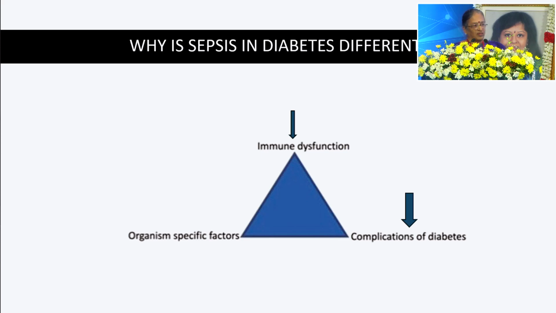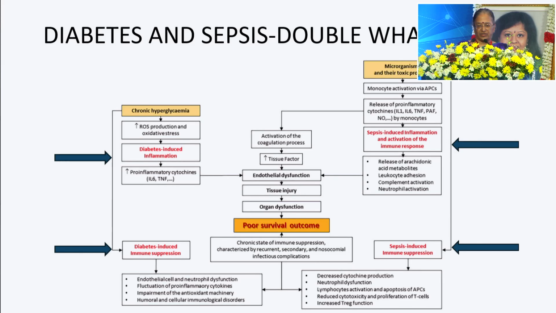I think Dr. Bhavatharini has made my life easy by explaining the immune dysfunction and the complications of diabetes, making treatment harder in diabetic patients. Now it's a double whammy. There is diabetes, there is sepsis. In both you have inflammation and immune suppression. Remember, sepsis has two phases: an inflammatory phase and an immune paralysis phase. I don't want to go through this busy slide, but you can see that in both diabetes and sepsis, both things are exaggerated. Inflammation is more, the immune suppression is also more. That's what leads to poorer outcome.